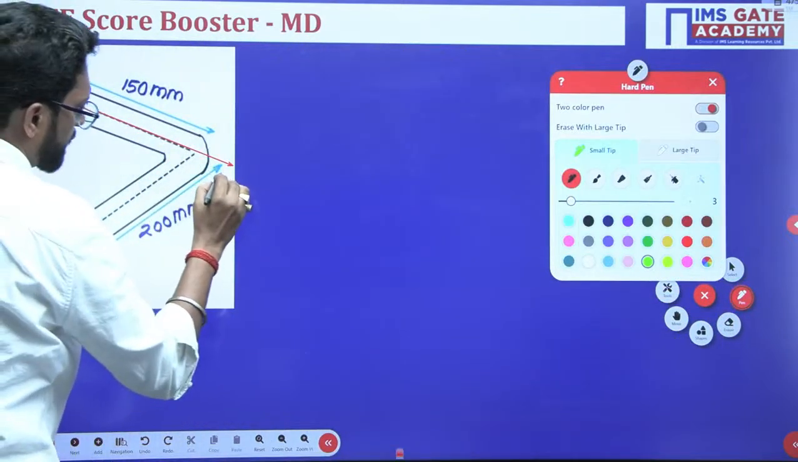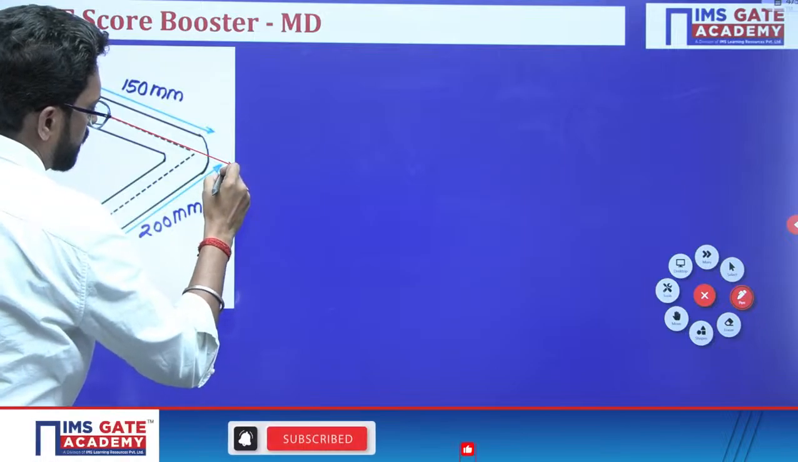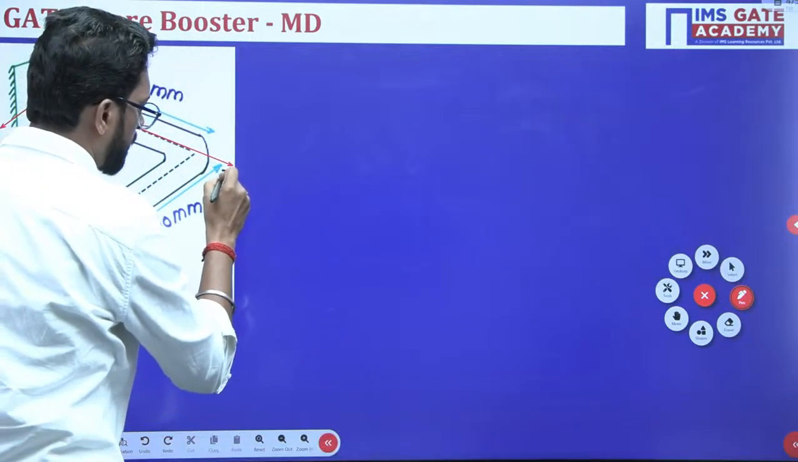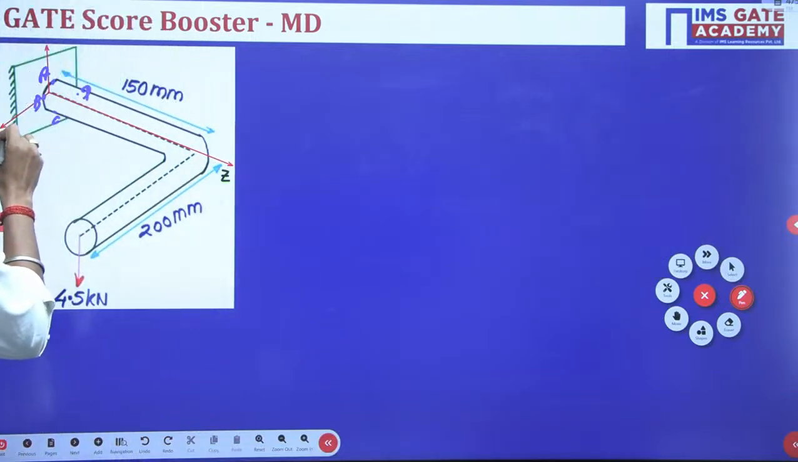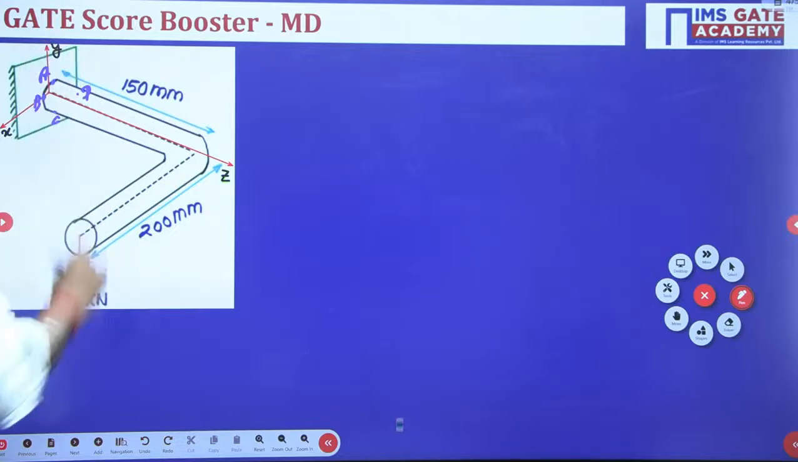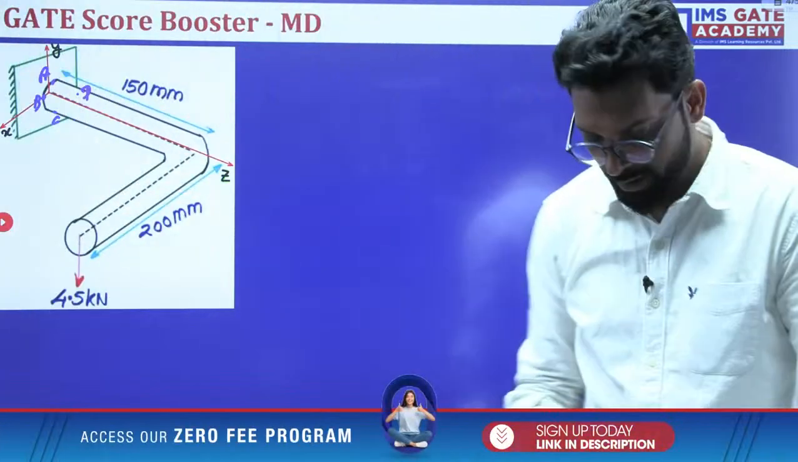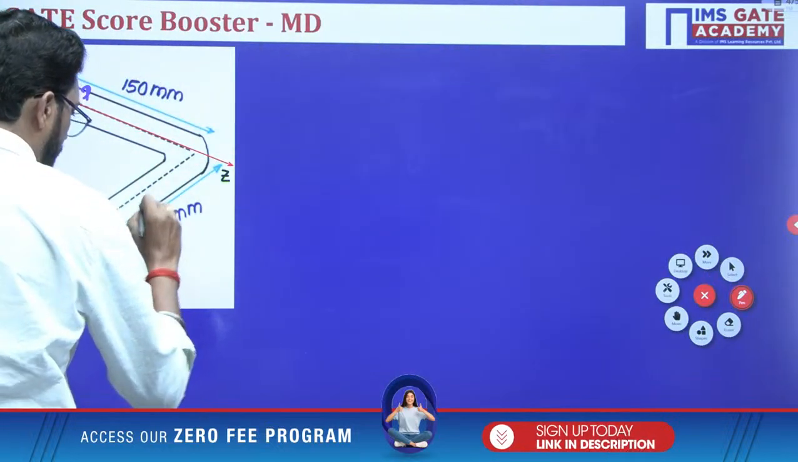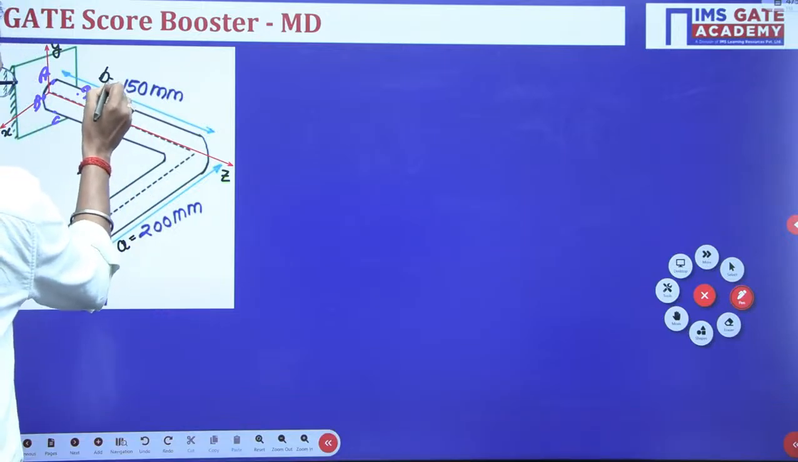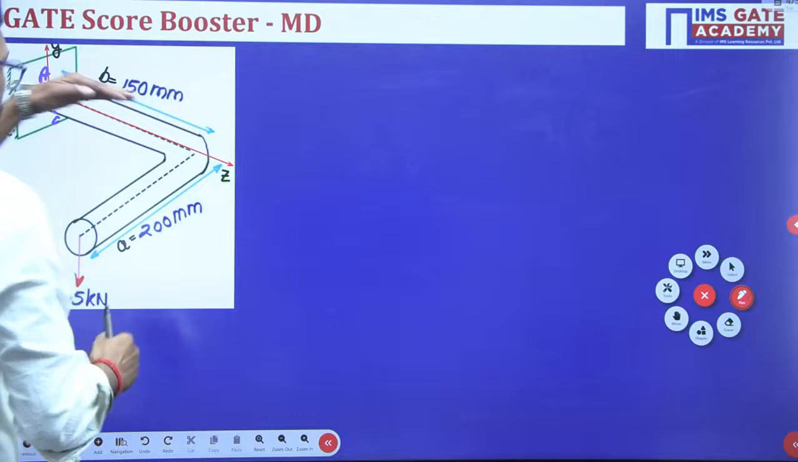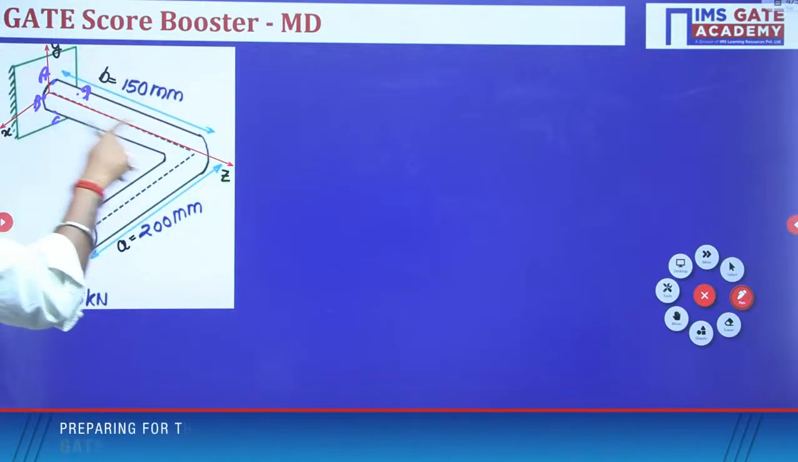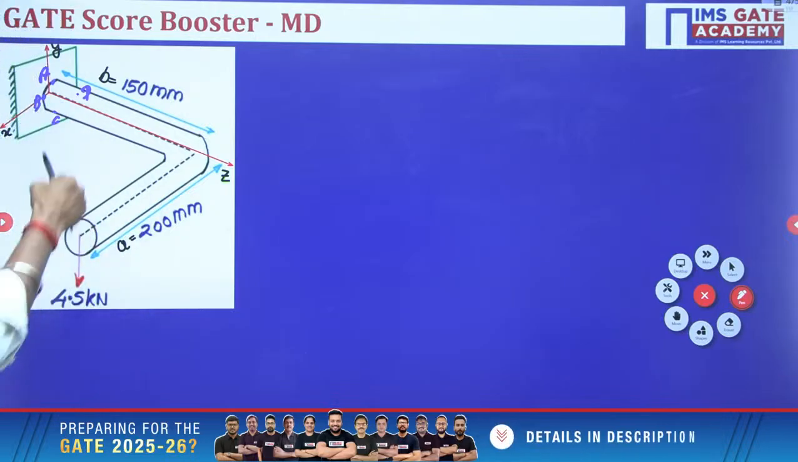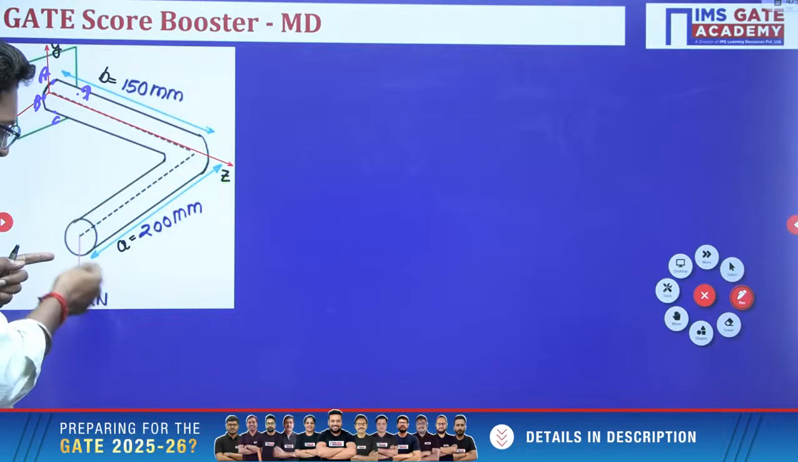This is the z axis, x axis, y axis. This is the coordinate system of this bar. Now let's suppose this is 200, this is A, and this is B, 150. These two are perpendicular to each other and in the same plane. Now we have to apply a force here. So what is the action of this force?